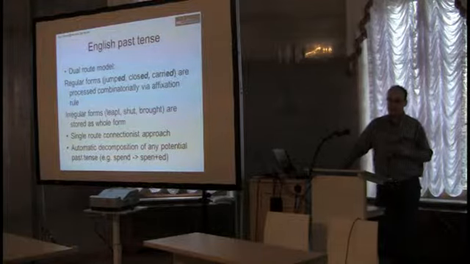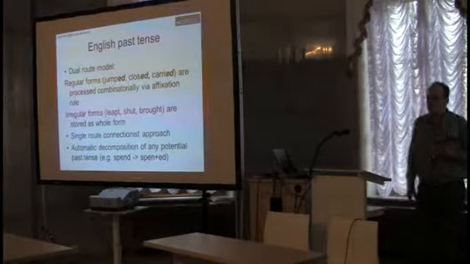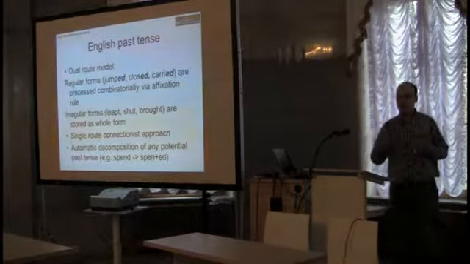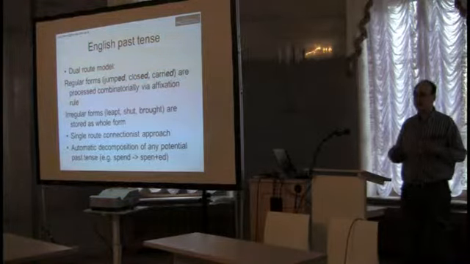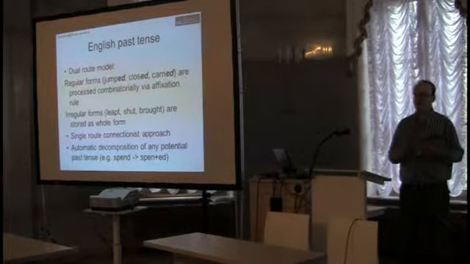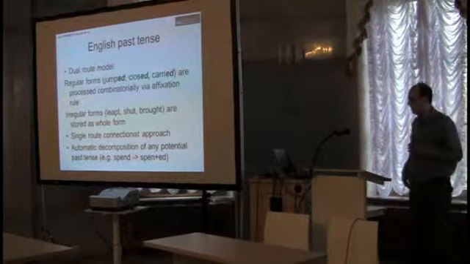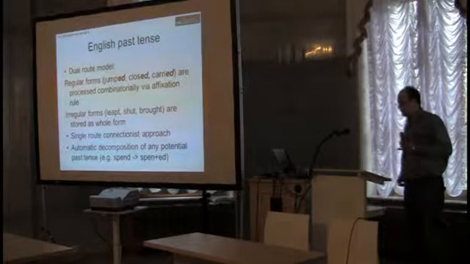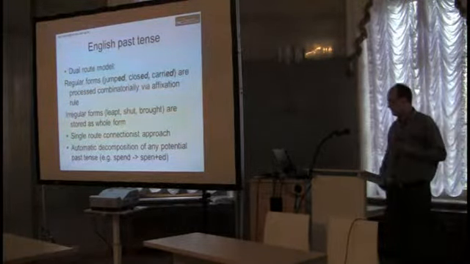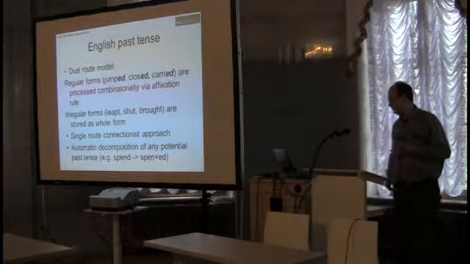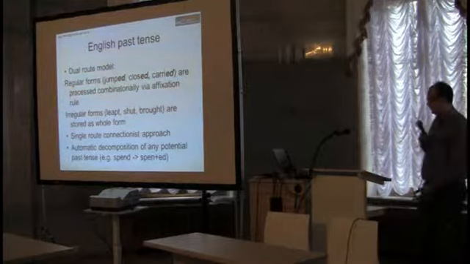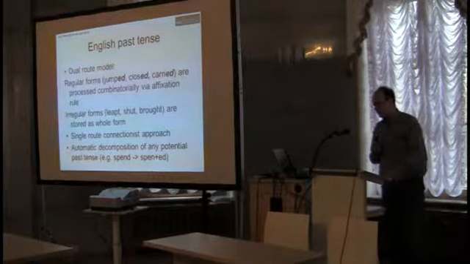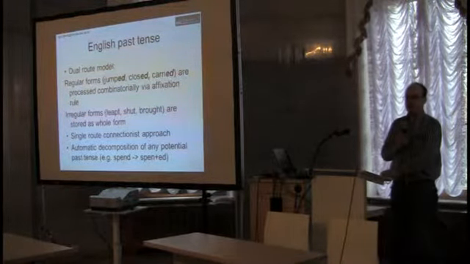And there is also a single route approach, which comes from computational neuroscience, a connectionist approach where everything is one big mishmash of statistical probabilities, and things that you encounter more often get stored in one way, and other things you encounter are stored in different ways. So everything is stored, but everything is stored in the same way. And one spin on the dual approach has been put forward by William Marslen-Wilson and Lorraine Tyler in Cambridge, who suggested that anything that can potentially be a past tense is decomposed even if it isn't.